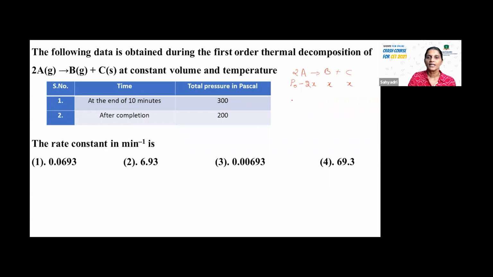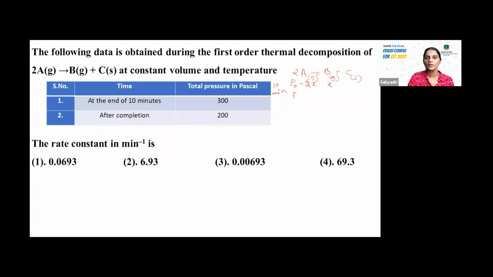Clear? If I start with 100 atmosphere, C is solid. Very good. A is gas, B is gas and C is solid, so we will not consider the pressure of C here. Now what will happen after 10 minutes? I don't know how much of A is reacting, so let us take 2x atmosphere of A reacting. But when 2x is reacting, X atmosphere of B will be formed because 2 moles gives 1 mole, and pressure is directly proportional to number of moles for the gas.